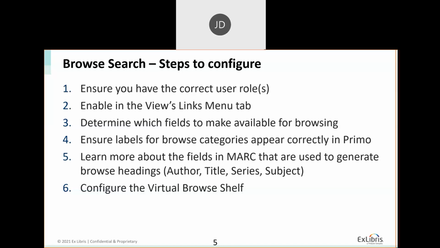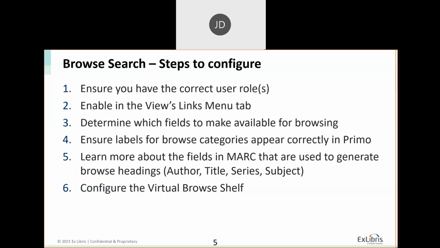Starting with, you always have to make sure you have the user roles, enabling the views links in the menu tab. Remember, these settings that we're talking about for these searches that appear in the links menu at the top, they're enabled and disabled per view. So if you are at an institution that has more than one Primo based on your different libraries, the views can be local to that library. So if your main library has this turned on and you don't want it at the law library, that's fine if you have separate Primos.